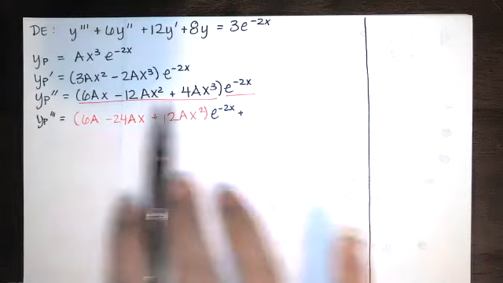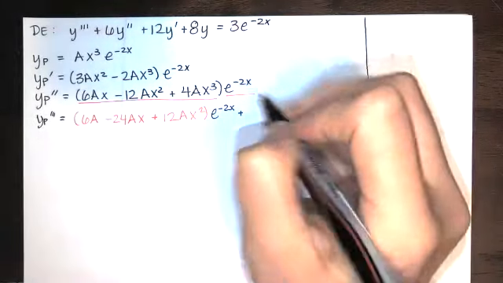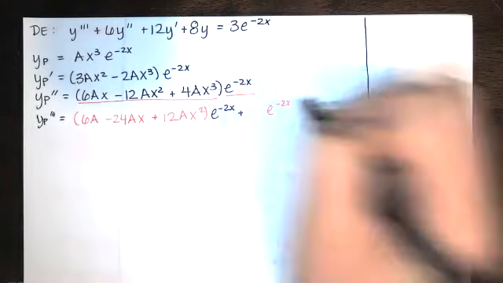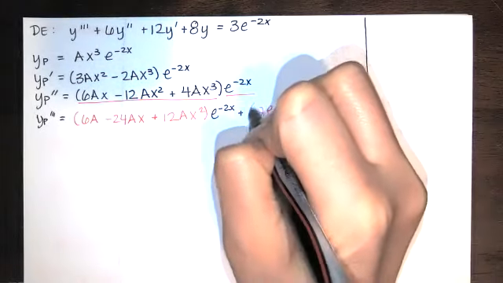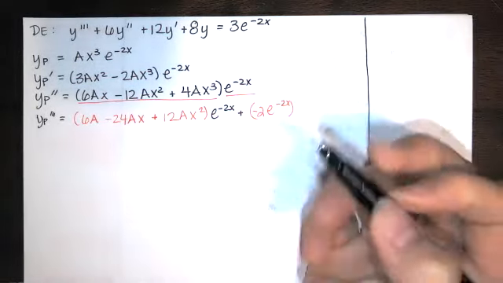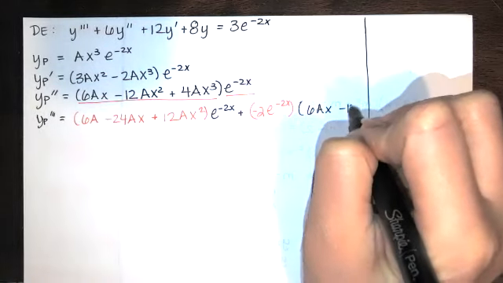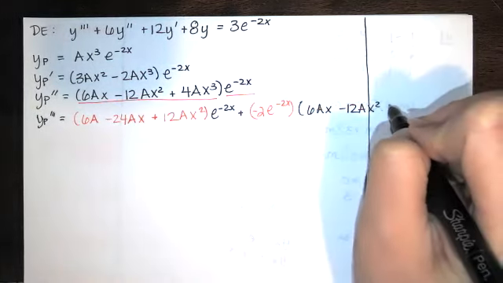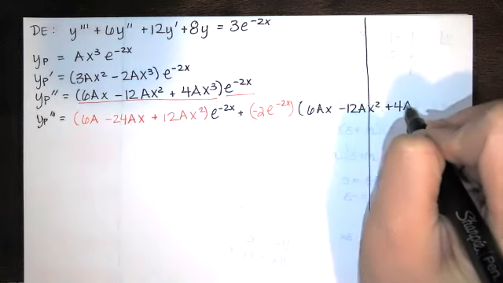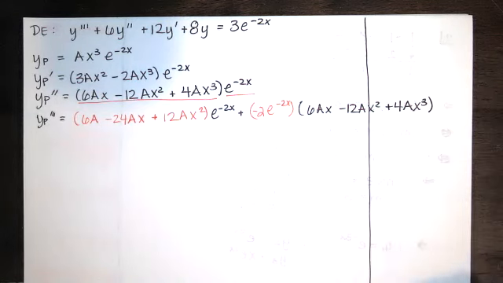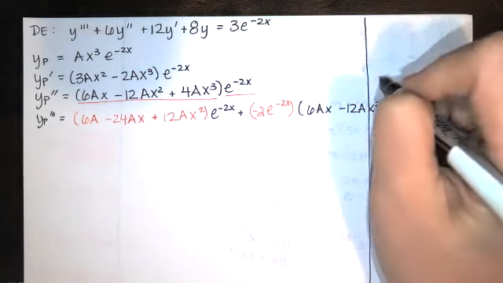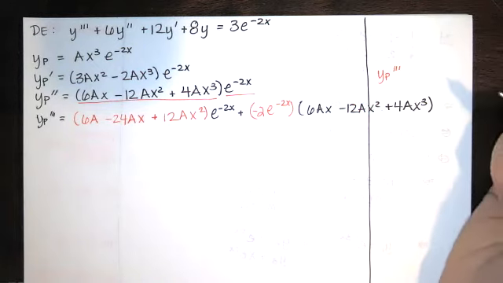So this is derivative of the first times the second, plus derivative of the second. Derivative of e to the negative 2x is e to that power times the derivative of the inside. And that's going to be multiplied by the first function, undifferentiated. So we're just computing y triple prime here.